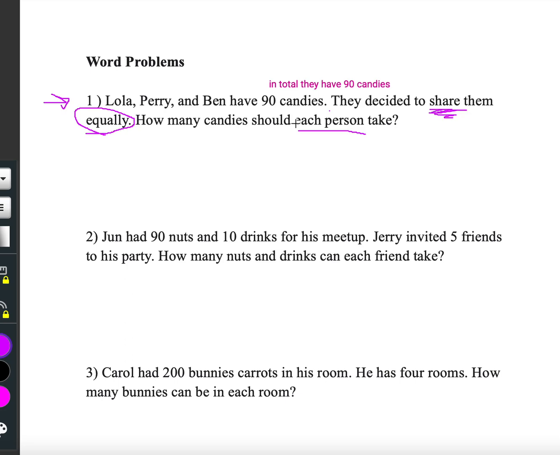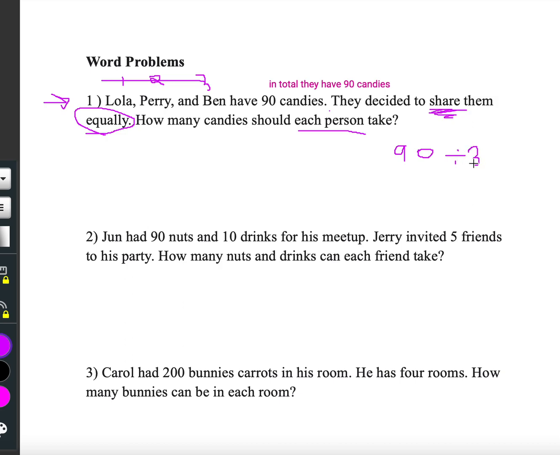So share, and when word problems usually have a total, and the word problem wants those people to share it equally, that means we're dividing. So we're going to count how many people we have. So we have Lola, that's 1. Then we have Ben, that's 2. And then we have Perry, that's 3. So it's 90 divided by 3.